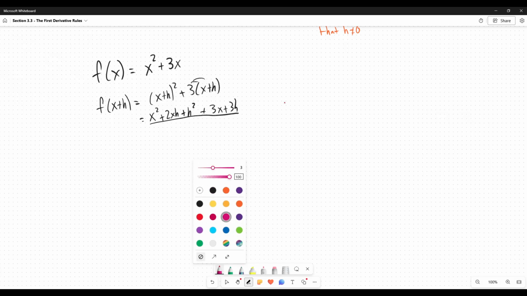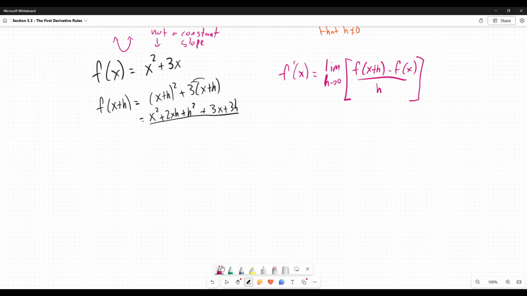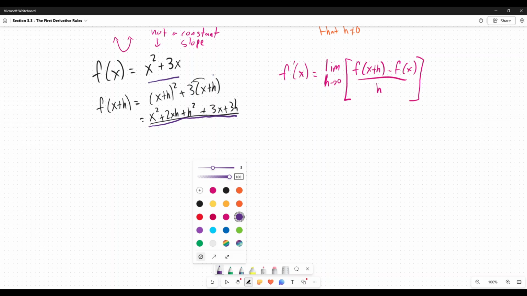Okay, so let's find f prime of x. Notice, it's not a constant slope anymore, right? This is a parabola. Its slope is different. So I don't know what the answer is, but hopefully if I work out the definition of the derivative, I'll be able to find the answer. So this is the limit as h approaches 0 of f of x plus h minus f of x divided by h. All right. Now, I'm going to plug in this for f of x plus h and this for f of x, and we're going to see what we get.